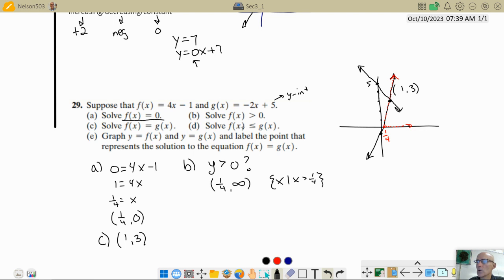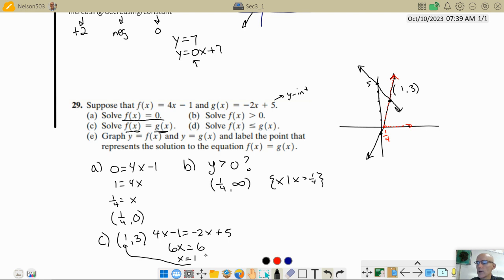But if I wanted to show some algebra, I might set one function equal to the other function like this, 4x minus 1 equal to -2x plus 5. And then I would add 2x to both sides. Let me just do that in my head. If I add 2x to both sides, I get 6x. If I add 1 to both sides, I get 6. Divide by 6, and I get x equals 1. See, my x value is 1.